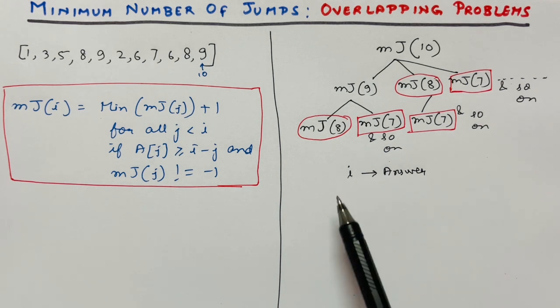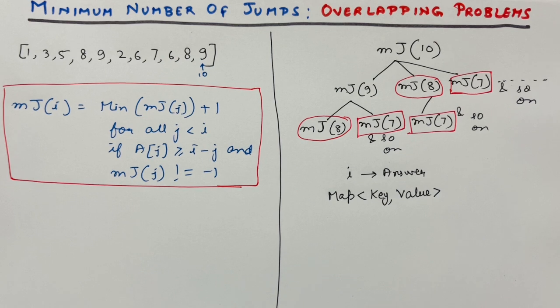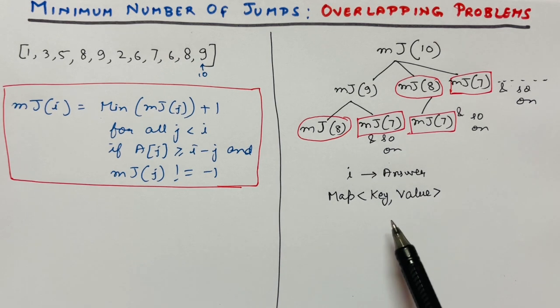Which data structure can we use to store this information? We can use a map. In a map, we can get a value by a key in just constant time, big O of 1. So we can use a map here.